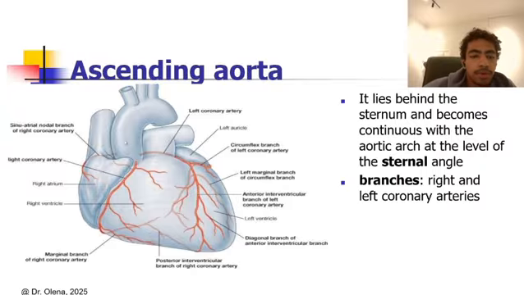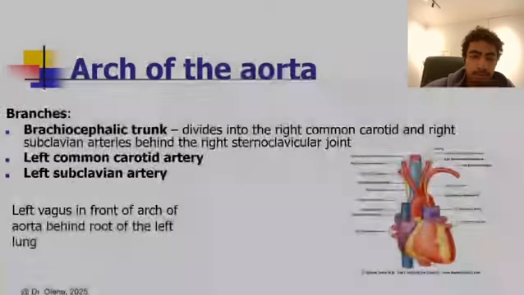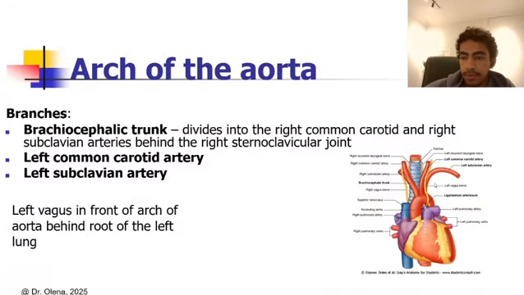The ascending aorta will almost immediately split off into a right and left coronary artery, and also eventually become continuous with the arch. Now, as for the arch, it will split off into a left subclavian, a left common carotid, as well as a brachiocephalic, and the left vagus nerve is in front of the aortic arch, but goes behind the root of the left lung.